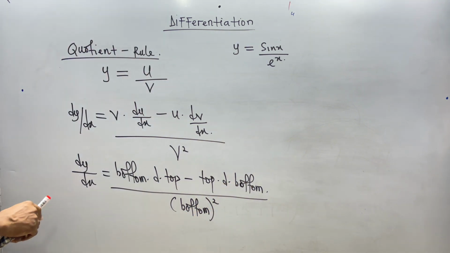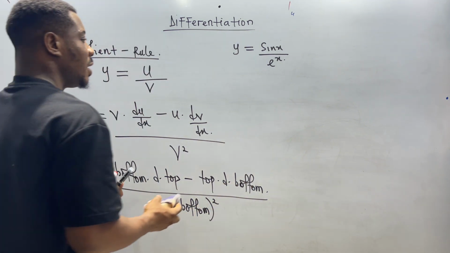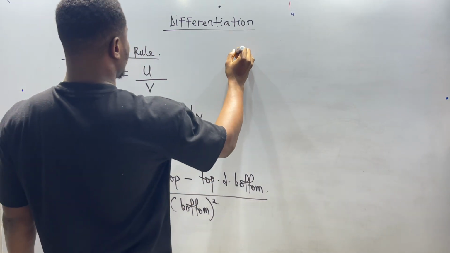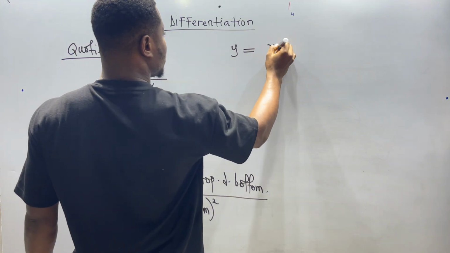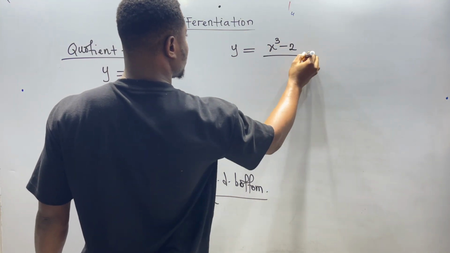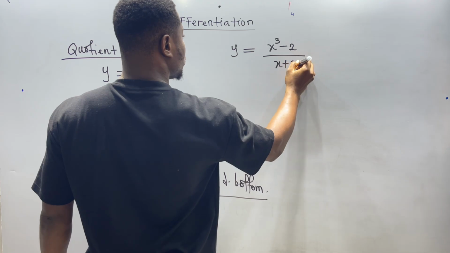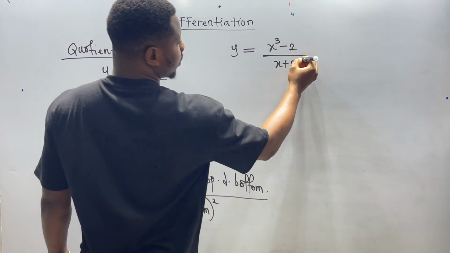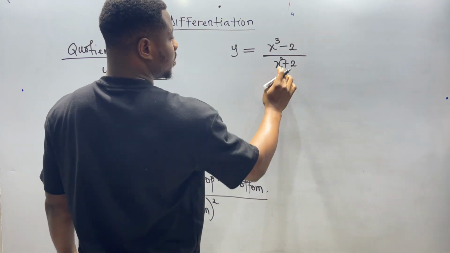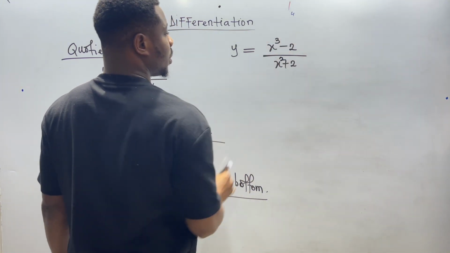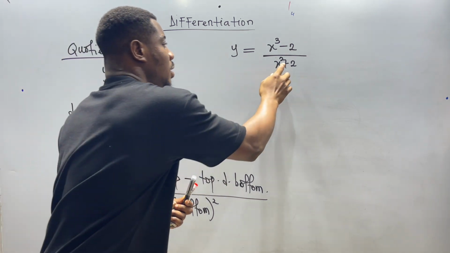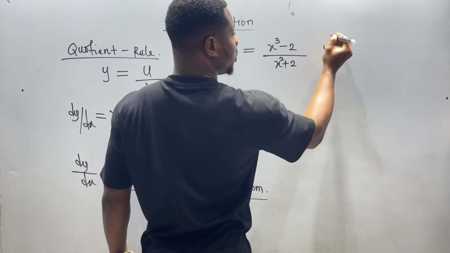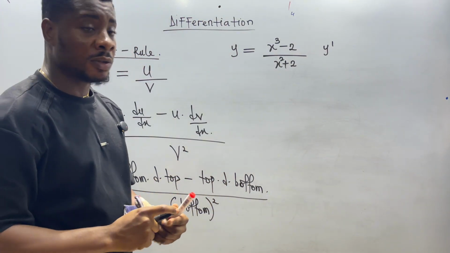All right. Now, let's say we have a question like this, for instance, that tells us to find the derivative of the function x to the power of 3 minus 2 over x squared plus 2. Okay, we have a question like this, and the question is that we should find y prime, which means we should find the derivative of what we have here.